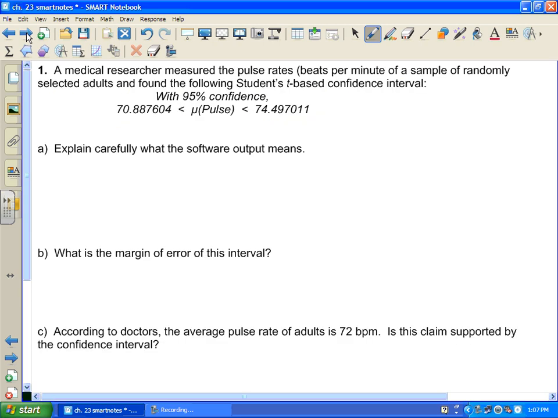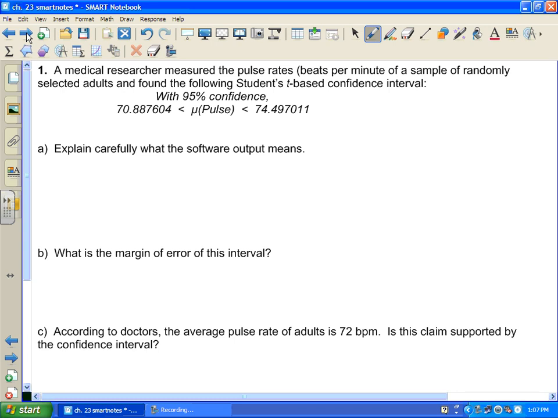Okay, we're going to do one example today, and it's just writing some interpretations. So skip around, go to example 1. So you have extra time tomorrow.